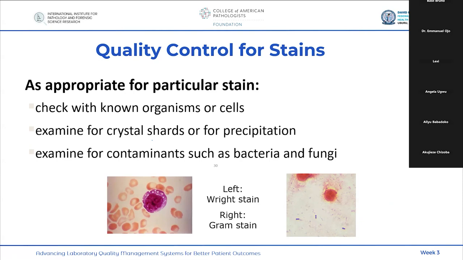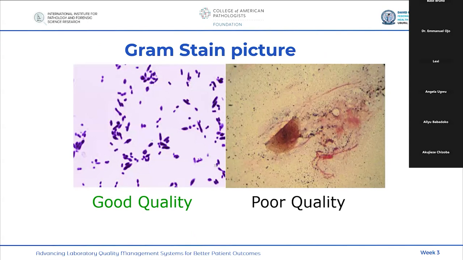So when you do this for a freshly prepared stain, it should be able to tell us whether we are going to be having a clear picture of what is expected or not. And also when we are suspecting that maybe due to poor storage, the stain is no longer performing as expected, you do QC again and be sure that you are still getting what you're supposed to get. So this is a clear example of good quality of stain and poor quality of stain.